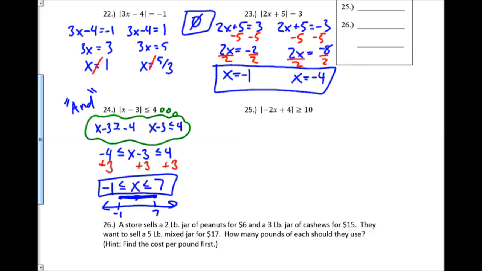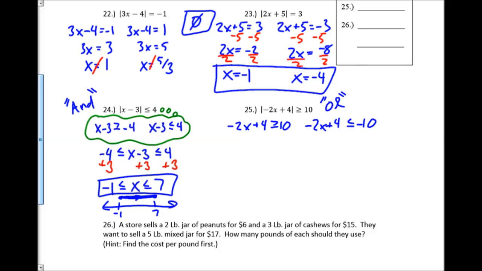If I take a look at number 25, it is essentially the same thing, but this time the absolute value is greater than. So this one's going to be an or inequality. And I need to keep that in mind throughout this process. So now I still split this thing up into two inequalities. The negative 2x plus 4 is greater than or equal to 10. I also do the negative 2x plus 4 is less than or equal to a negative 10.